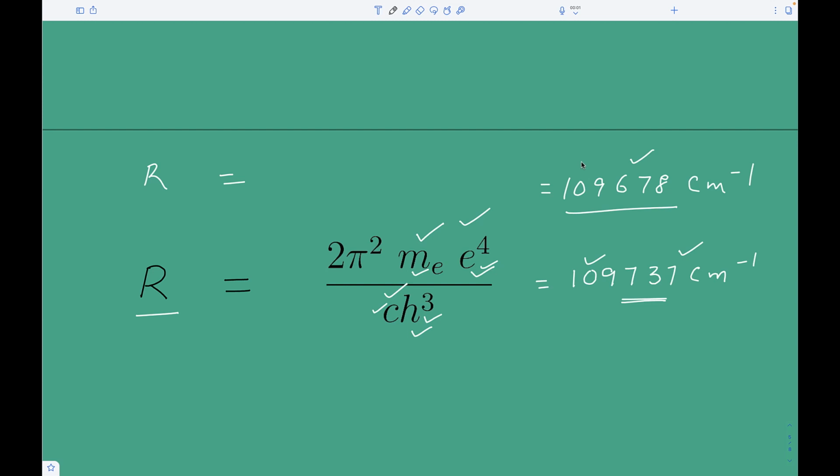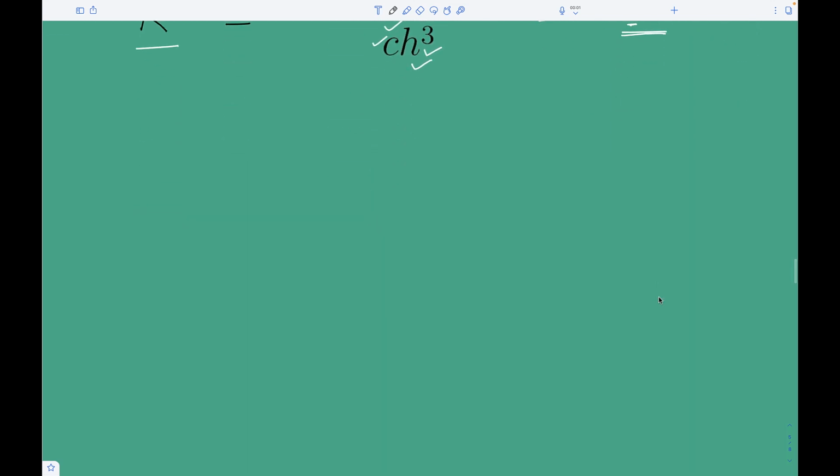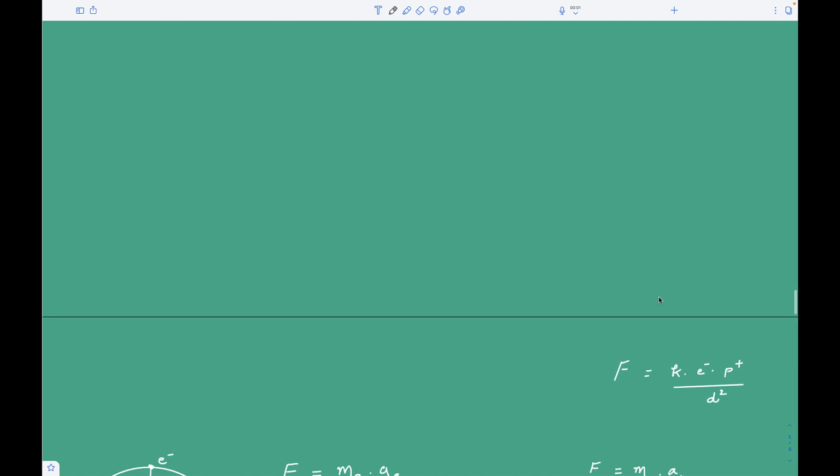Though the calculated and the experimentally measured values of Rydberg constant are very close to one another, the calculated value is slightly bigger than the measured value. And Niels Bohr wondered why the calculated value is slightly bigger. And he found a mistake in his calculations.